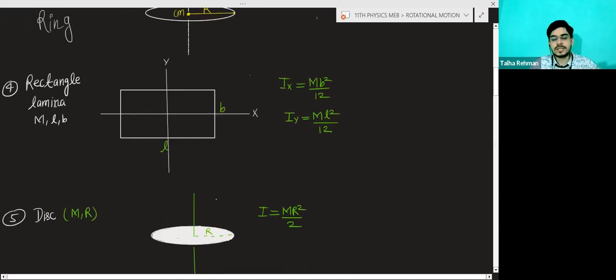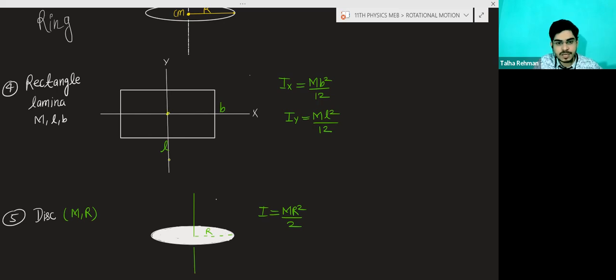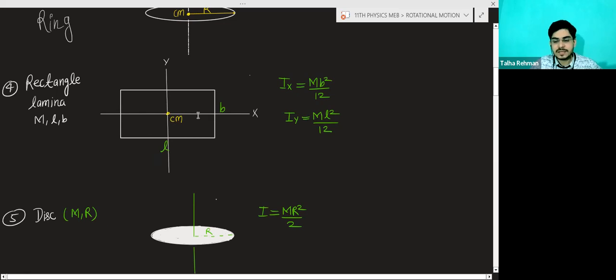Now another thing is a rectangle. This is a rectangular lamina. Lamina means a two-dimensional body. So this has mass m, length L, and breadth B. So two axes are there. The first axis is this, and this axis is passing through the center of mass. So here is the center of mass, and here is another axis. This axis is also passing through the center of mass.